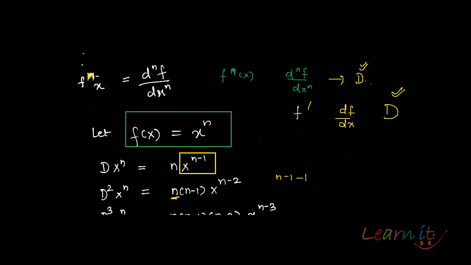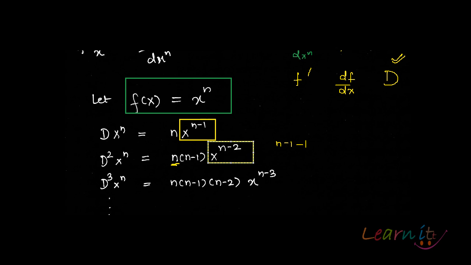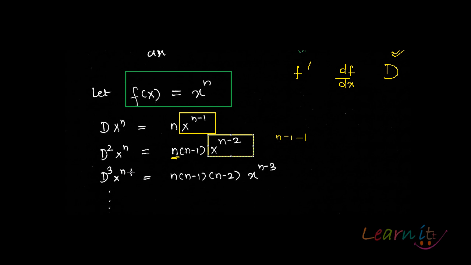And within this differential, what do I have? I have a new function instead of x to the power n minus 1, which is x to the power n minus 2. So, I can differentiate again. So, in case I differentiate again, d cube x^n would be n into n minus 1 as the constants outside. And when you differentiate x to the power n minus 2, you get n minus 2 x to the power n minus 3. And so on and so forth.